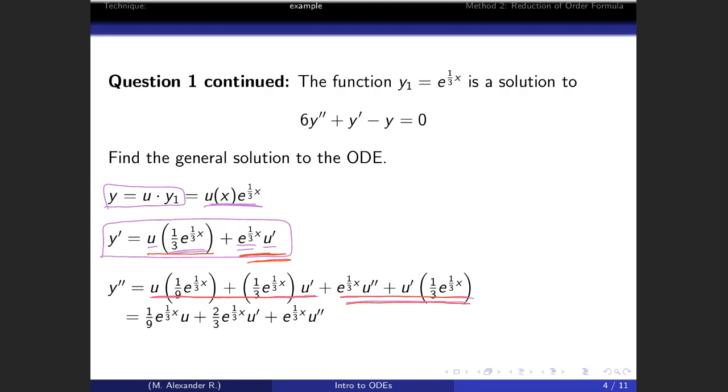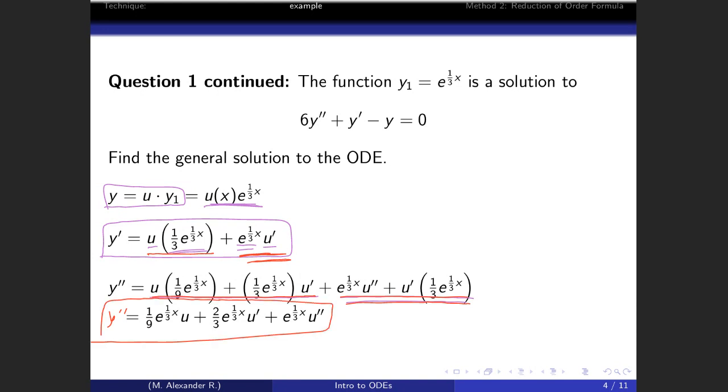All right, so now we do a little bit of algebra, not difficult algebra. You combine the like terms, which in this case are the terms that have the u prime together, and you move things around a little bit. And so we have y double prime to be this expression at the very end.